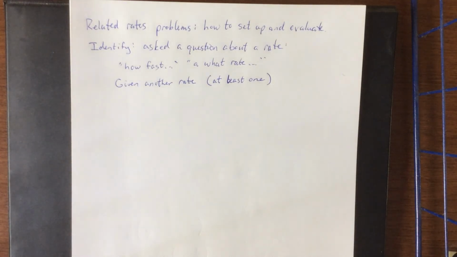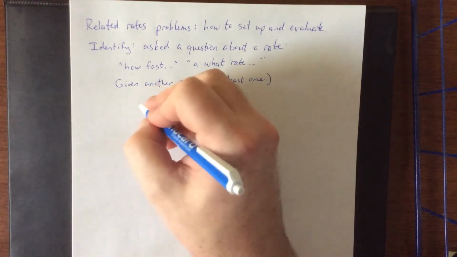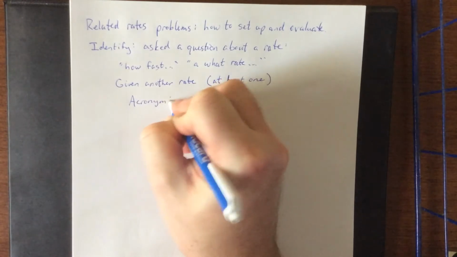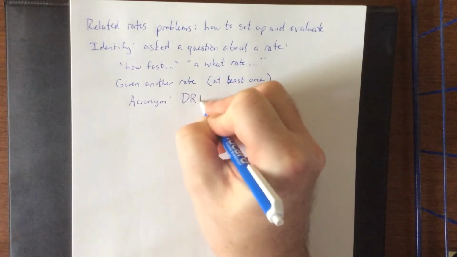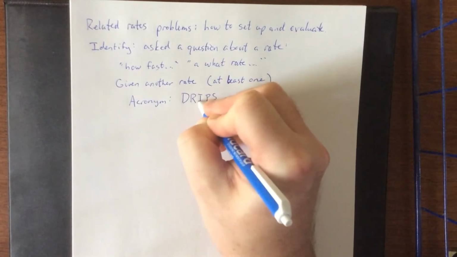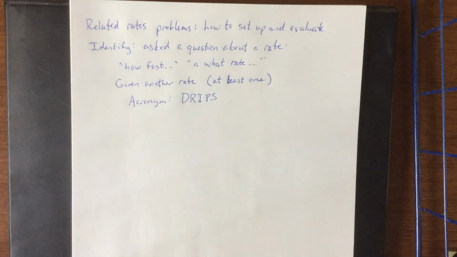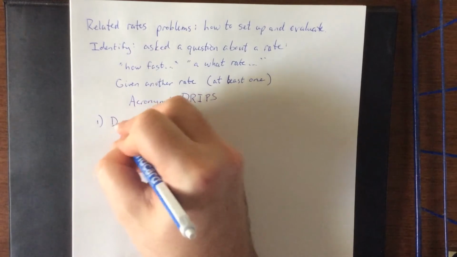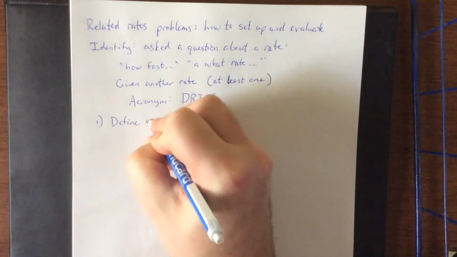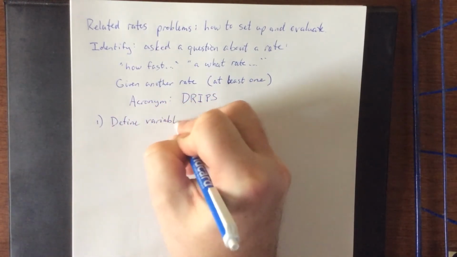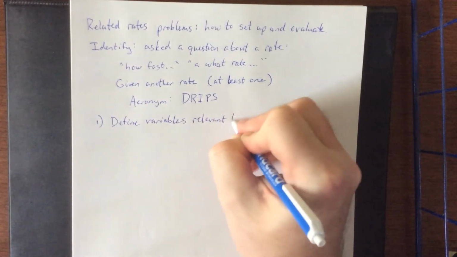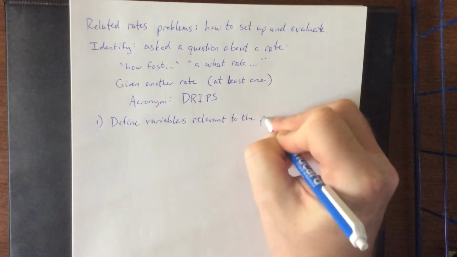Now, once you identify something as a related rates problem, there is a 5-step procedure that we're going to go through that has a really unfortunate acronym. And the acronym that we have for this is DRIPS. It's really not as bad as it sounds. D stands for define variables relevant to the problem.